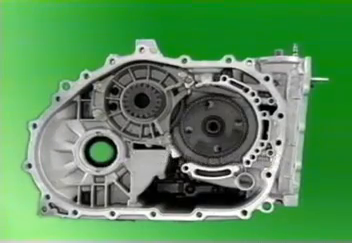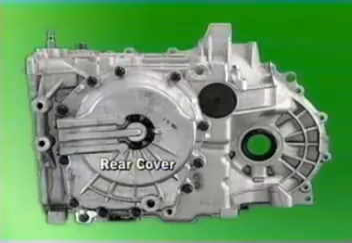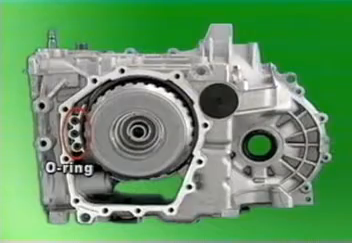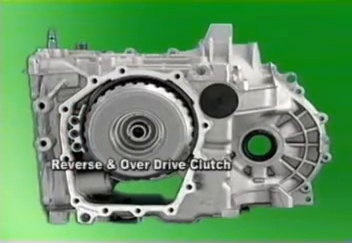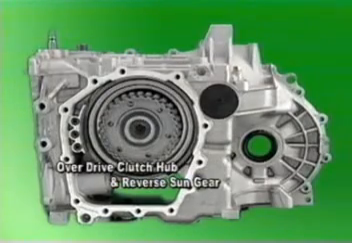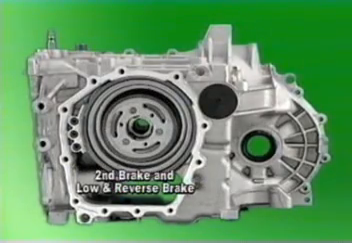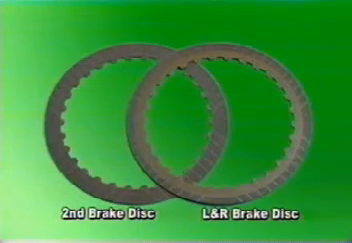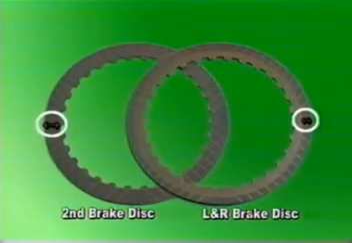Disassemble the underdrive clutch hub and disassemble the rear cover next, paying attention to the O-ring of transaxle case after disassembling rear cover. Disassemble the reverse and overdrive clutch. Keep disassembling parts like overdrive clutch hub, reverse sun gear, second brake, and low and reverse brake. Take care to assemble the correct brake disc by distinguishing the second brake and low and reverse brake. The frictional pad of the second brake disc is wider than that of low and reverse brake.